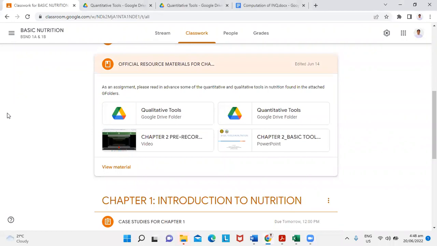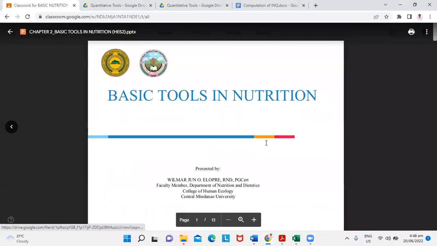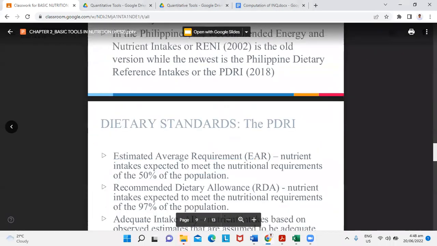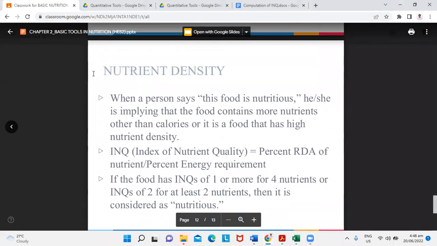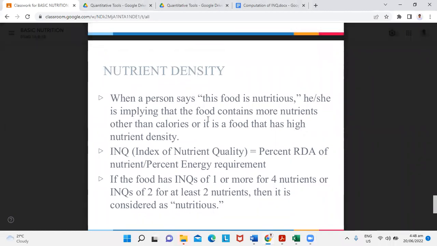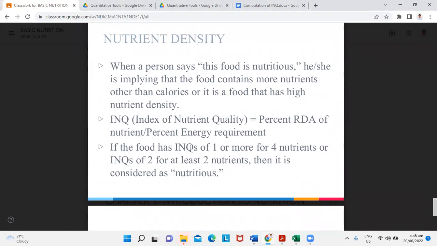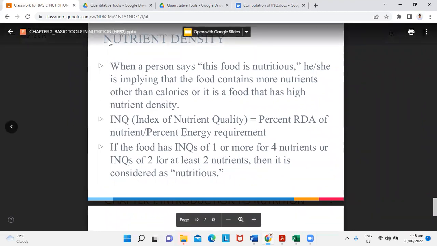Okay, hello everyone. This video is being recorded for me to demonstrate how to compute the index of nutrient quality. This is the last topic that we were not able to discuss last time. And since this is a part of your chapter 2 exam, I have to discuss this before your exam on Thursday.